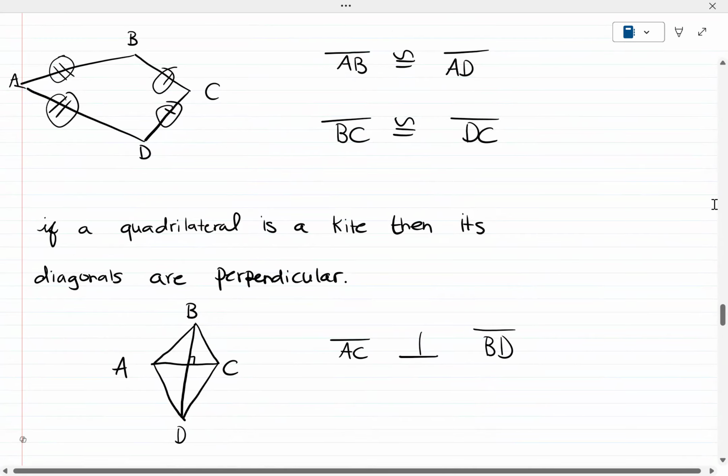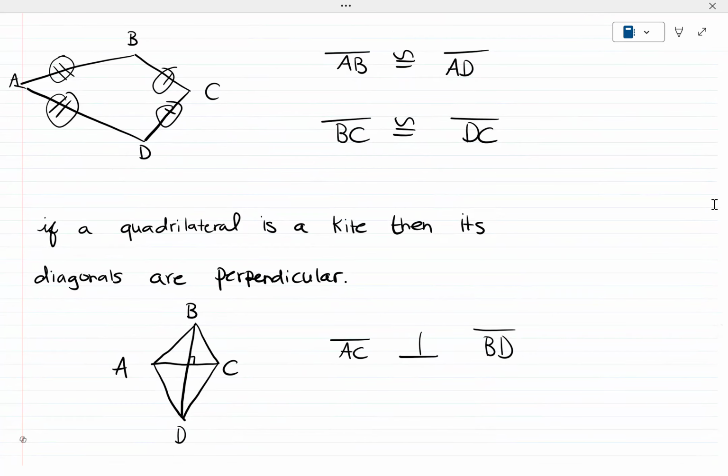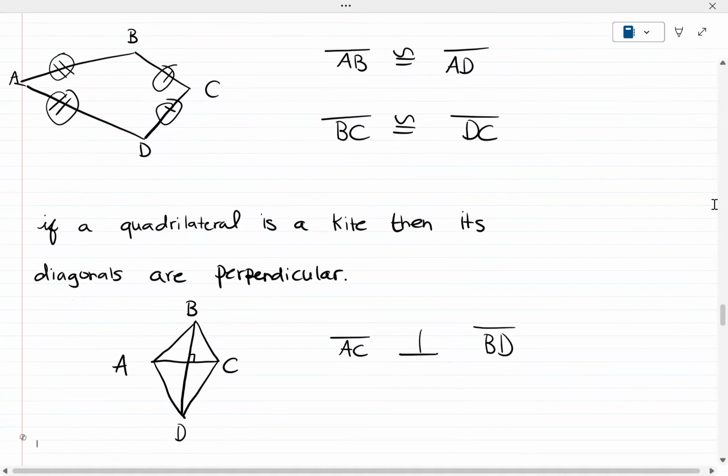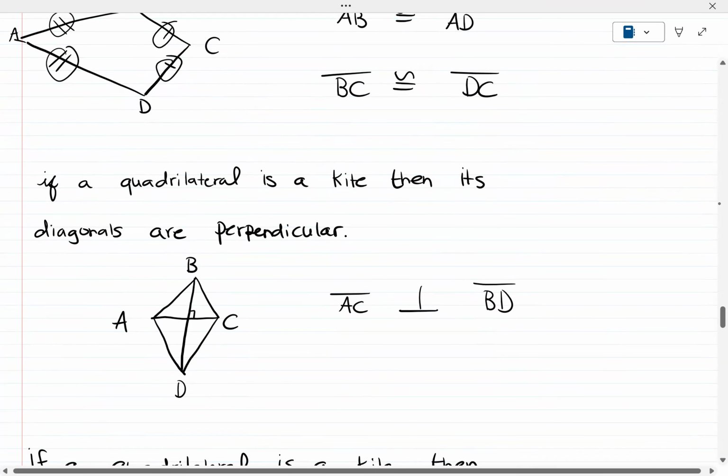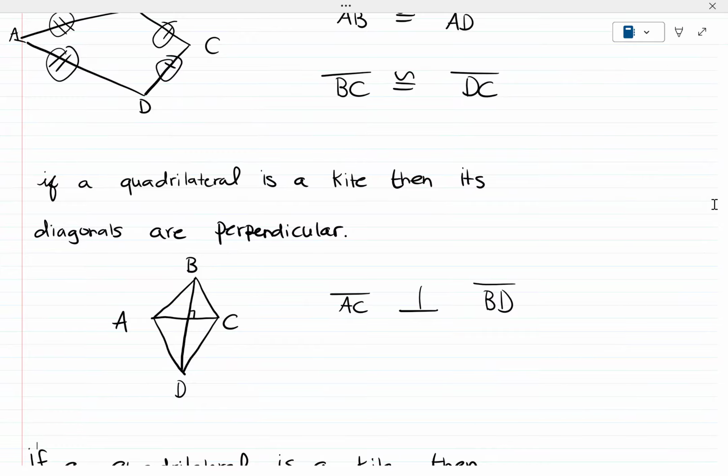If a quadrilateral is a kite, then its diagonals are perpendicular. Okay, I think that makes sense. Here you have a kite, and if we have a quadrilateral that is a kite, that means the diagonals are perpendicular, or 90 degrees. So line segment AC is perpendicular to line segment BD.